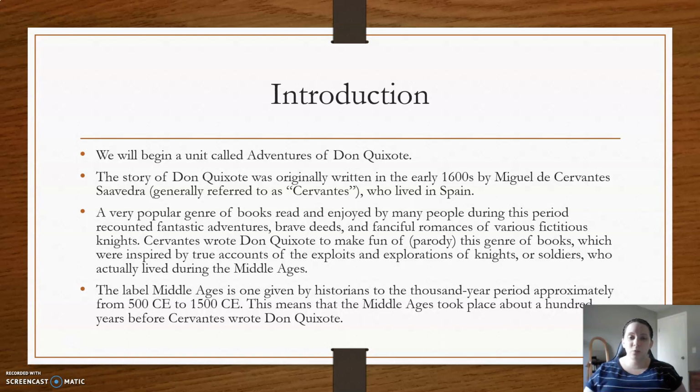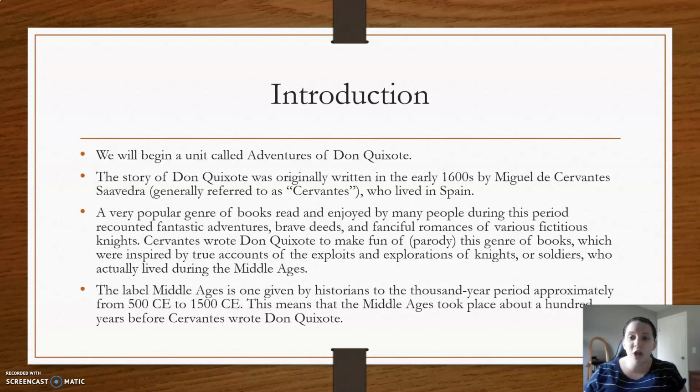So this unit we are starting today is called The Adventures of Don Quixote. The story of Don Quixote was originally written in the early 1600s by Miguel de Cervantes Saavedra, who is usually referred to as Cervantes, and he lived in Spain.